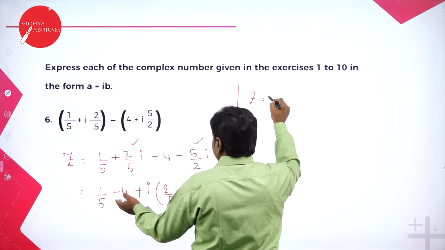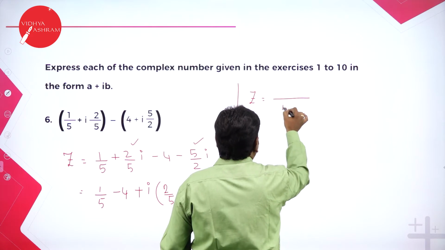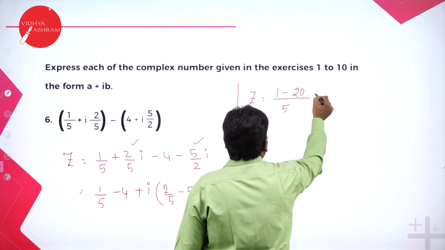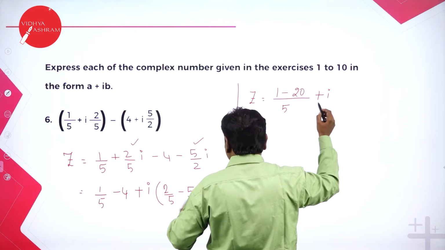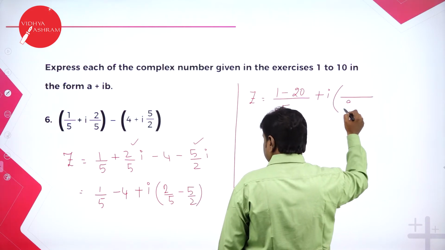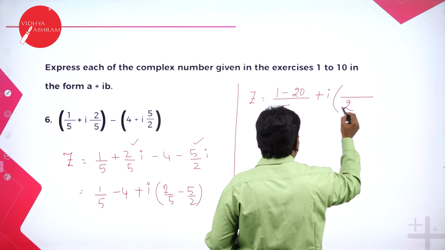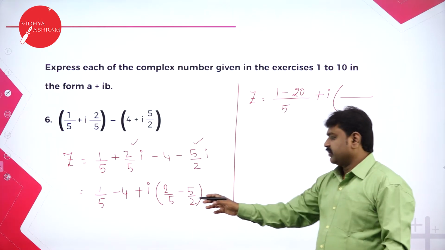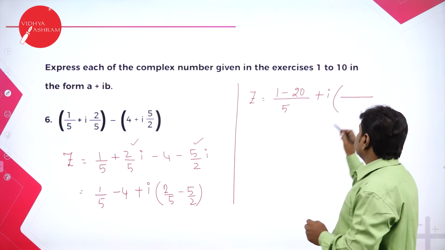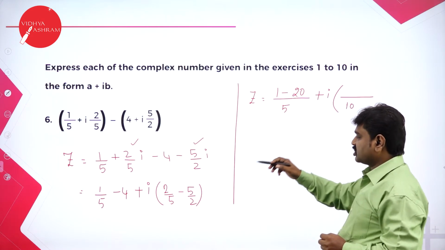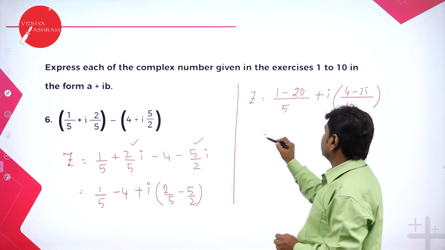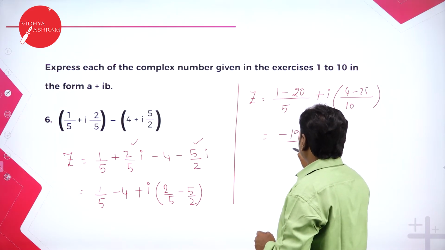Take LCM. So for 1 by 5 and 4, what is the LCM? 5 is the LCM. 1 minus 5 4s are 20. Plus i into, again take LCM for these two. What is the LCM? Sorry, 5 2s are 10 is the LCM. So here we have 2 and 5. So for 5 and 2 take LCM. What is the LCM for 5 and 2? 10. Cross multiply, 2 2s are 4 minus 25. Simplify this. It will be minus 19 divided by 5.